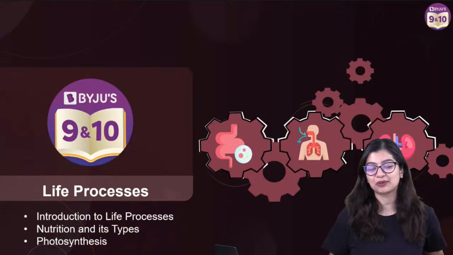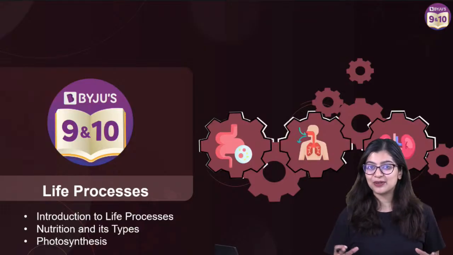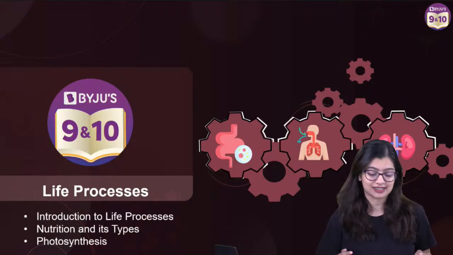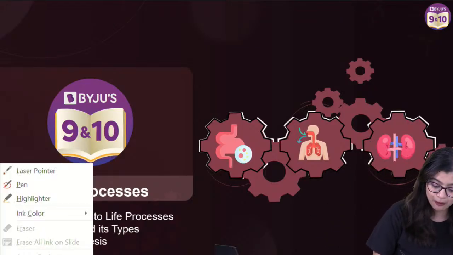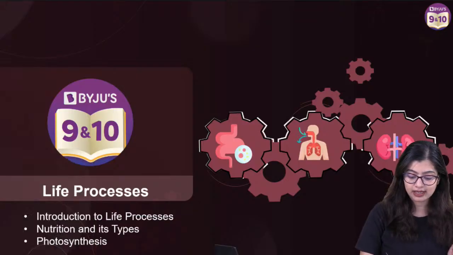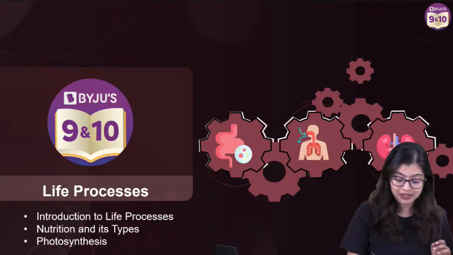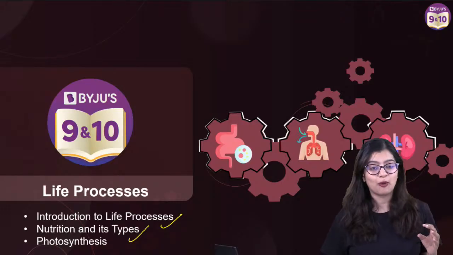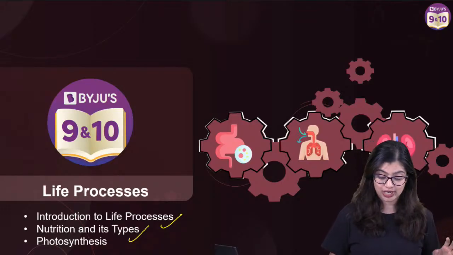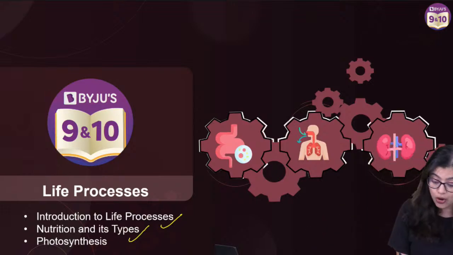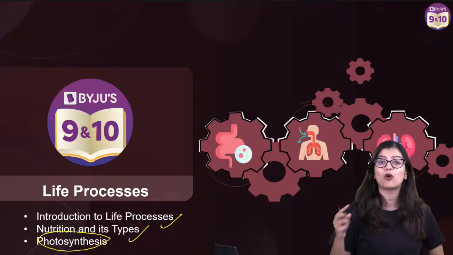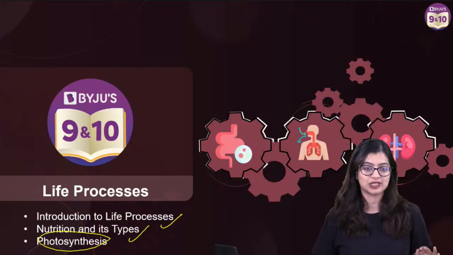I'm your teacher Aishwarya and I welcome you to yet another amazing class where today we are going to kickstart the chapter Life Processes. And in today's class, we are going to do an introduction to life process. We're going to get started with the first important life process, which is nutrition and its types, and explore more about autotrophic mode of nutrition and mainly explore the entire topic of photosynthesis.